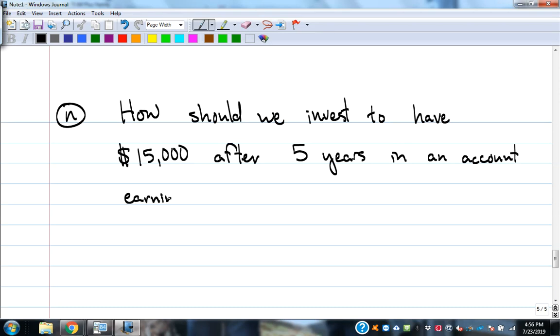earning, let's say we found a good cash deposit or some sort of mutual fund, and it earned 8% interest monthly.